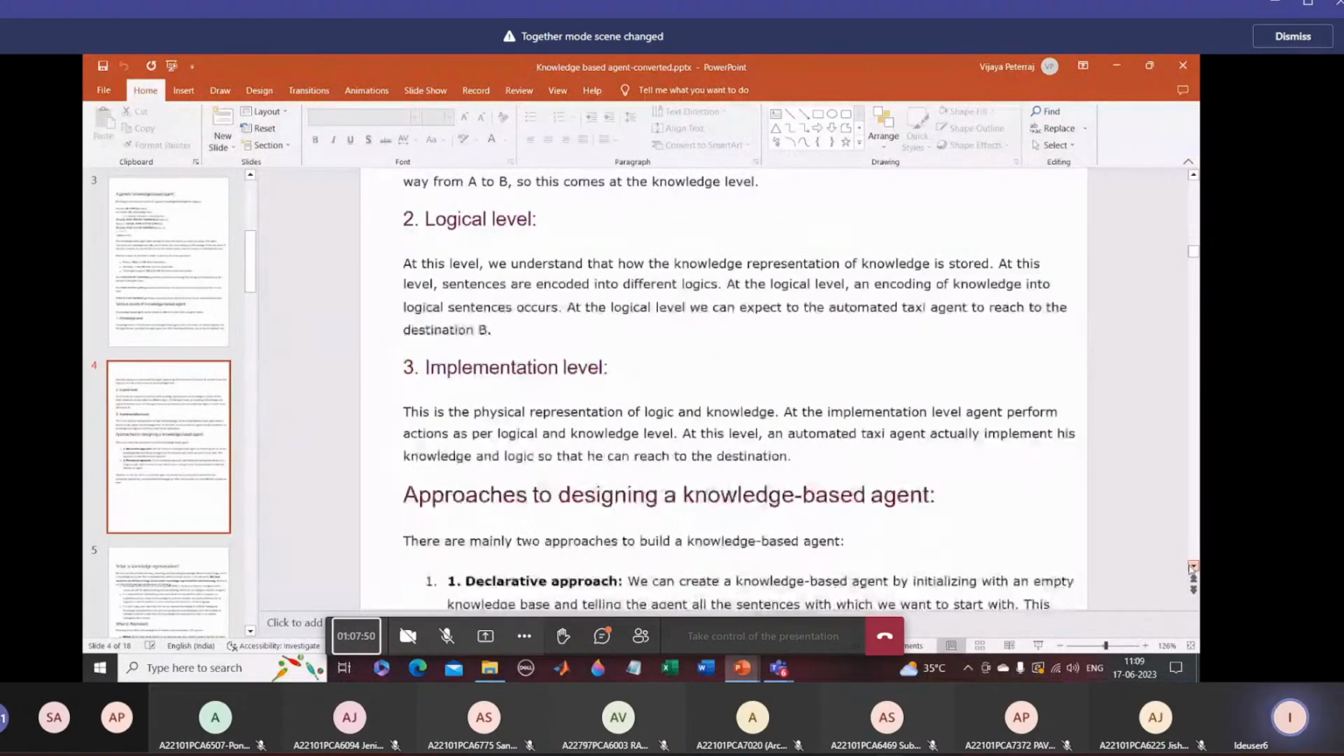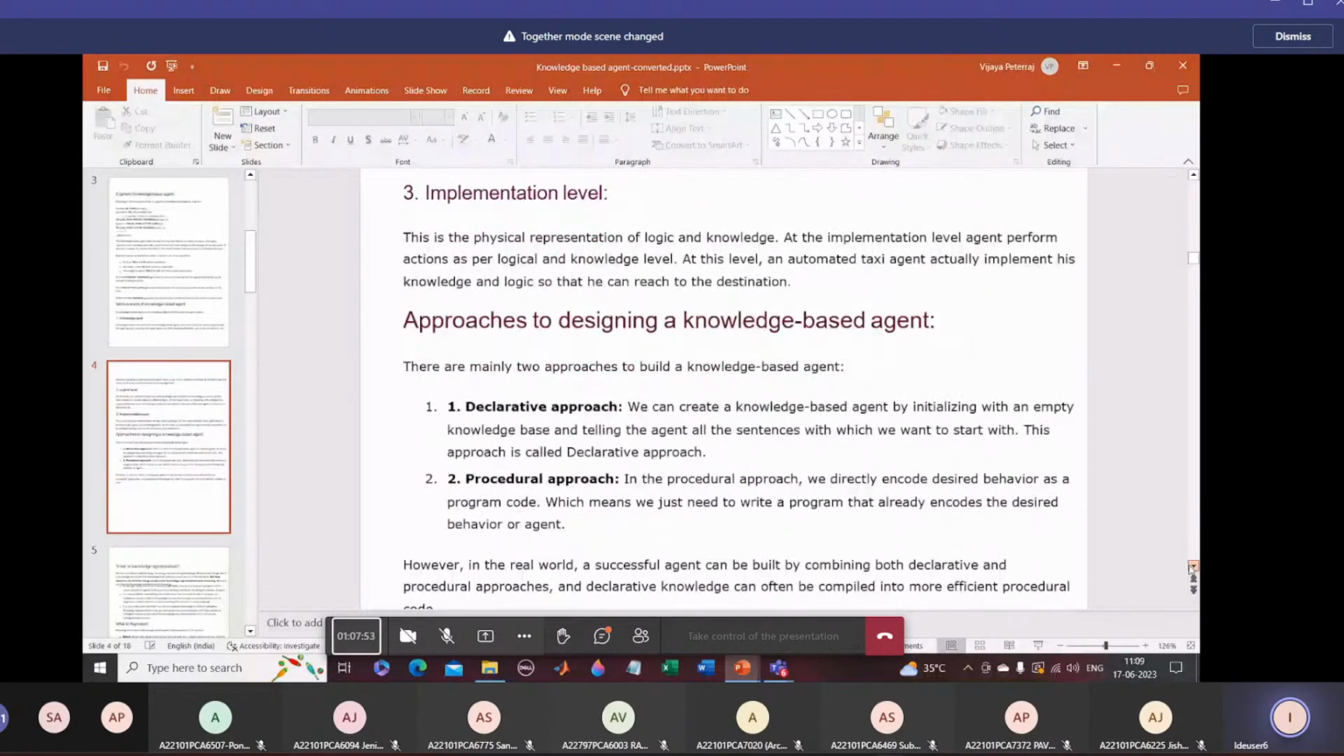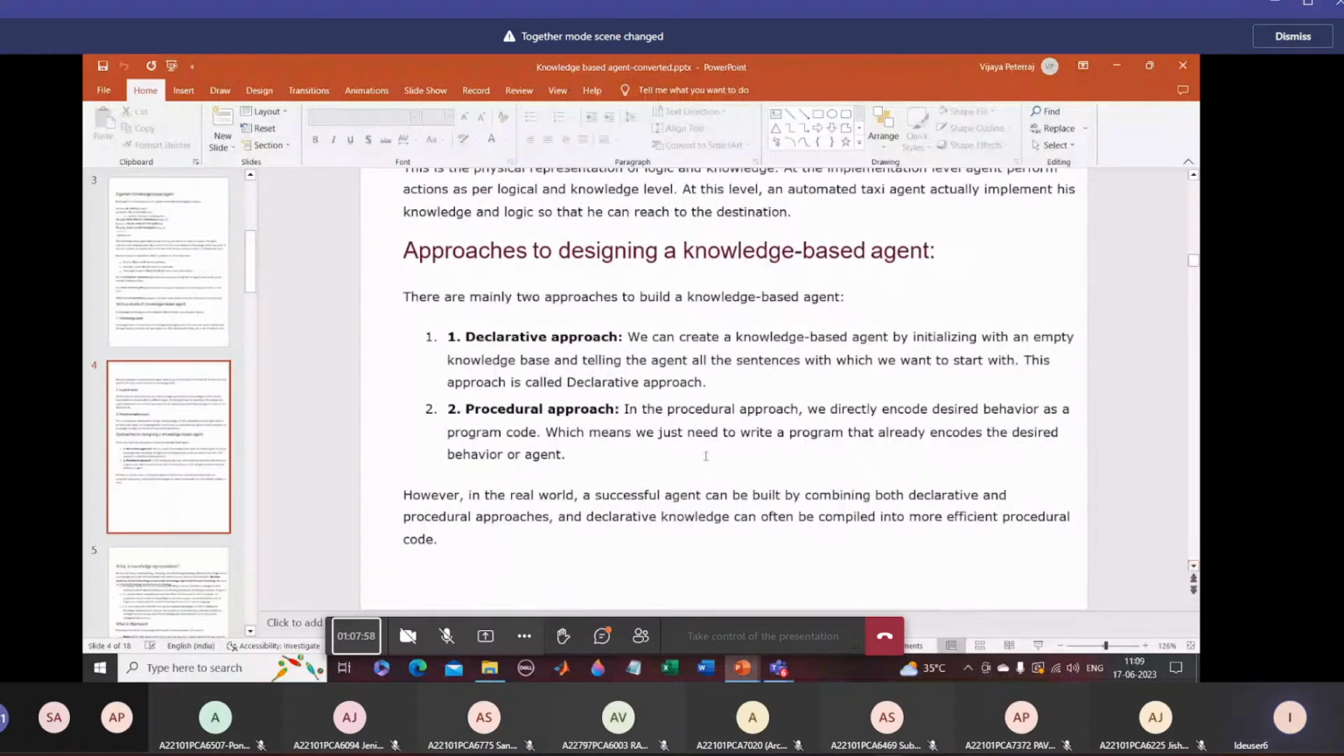And then what are the different approaches to design this? One is the declarative approach and the other one is procedural. Here we start with an empty knowledge base and we can start declaring, telling the agent all the sentences we want to start with. This is declarative. Initial state declare panni adula irundhu we are going to approach. Then procedural, where we directly encode the desired behavior as program code. Declaration initial நம்ம ஒவ்வொரு ஸ்டெப்பா எடுக்கிறது. Procedural, the procedure is already there and you are directly going to execute it. So that is your procedural approach.